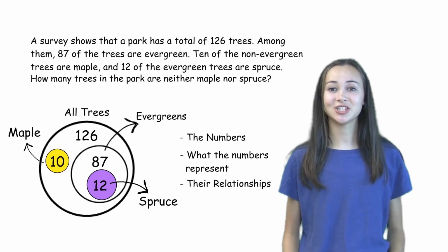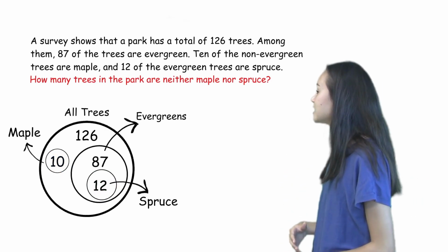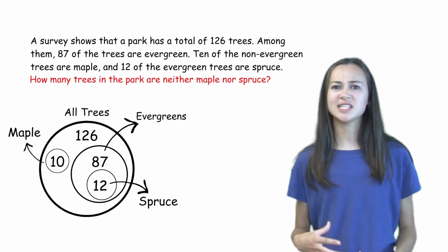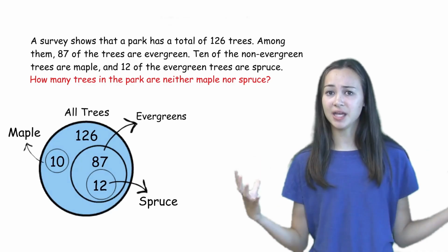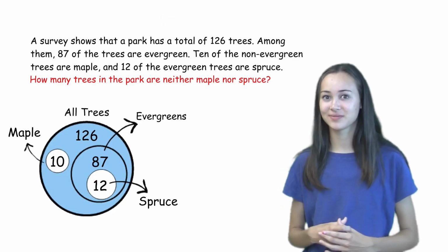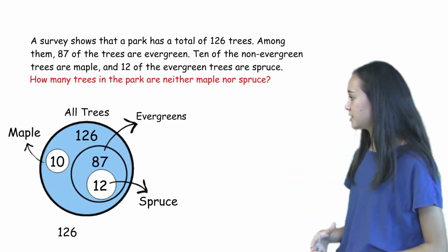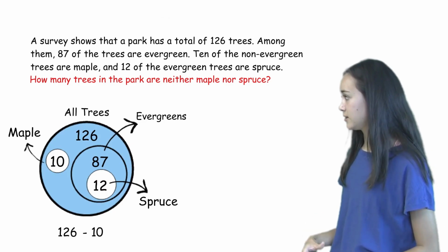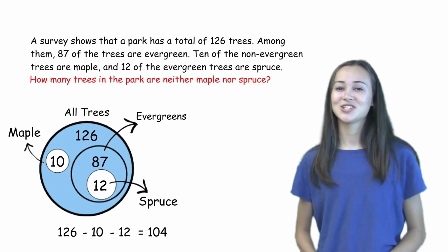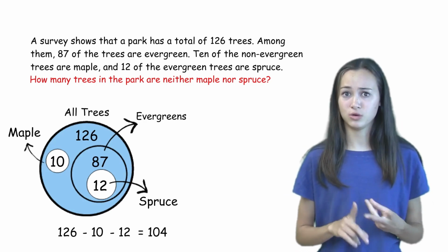Now let's use our picture to answer the question. How many trees in the park are neither maple nor spruce? So this is the area inside the big circle, but outside the maple and spruce circles. So this number represents 126 minus 10 minus 12, which equals 104. So there are 104 trees in the park that are neither maple or spruce.